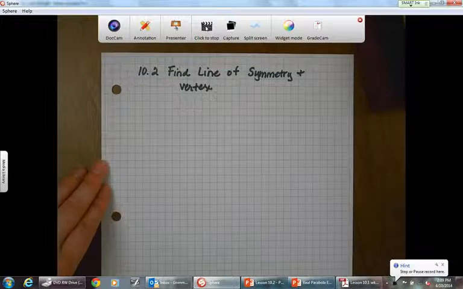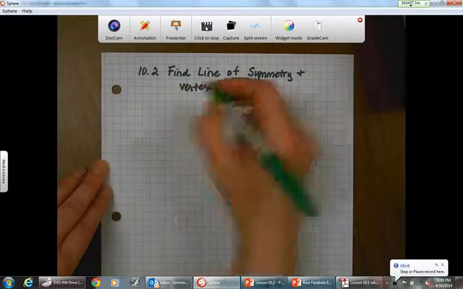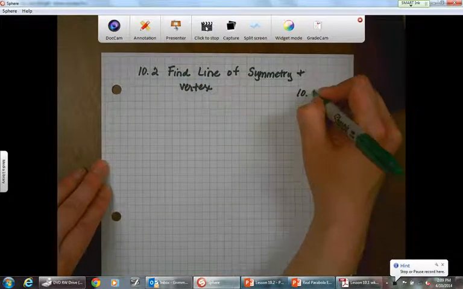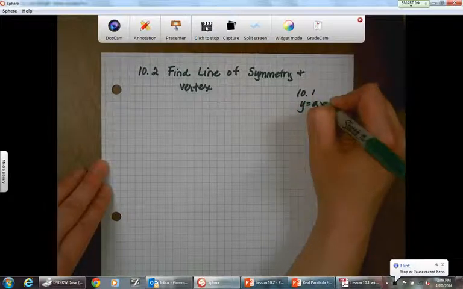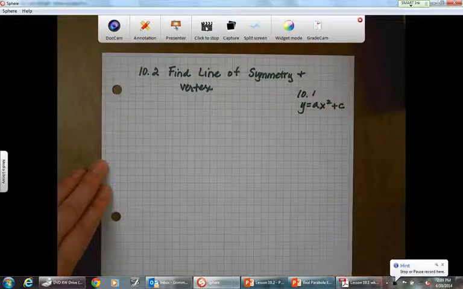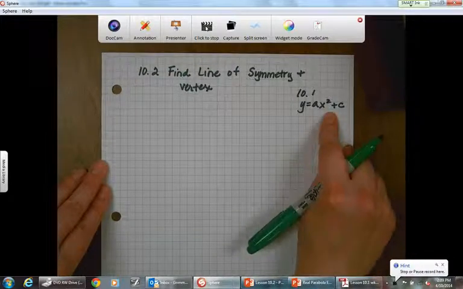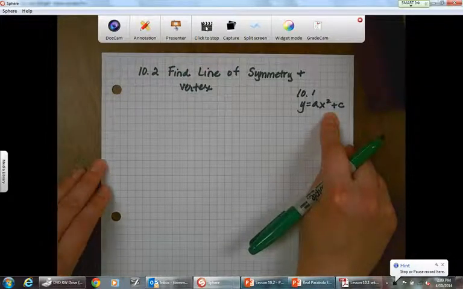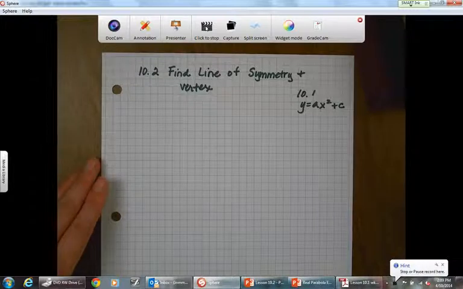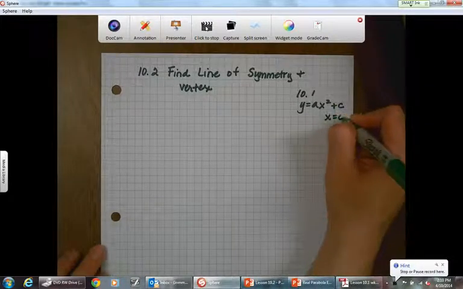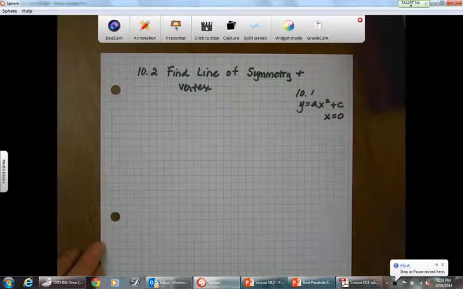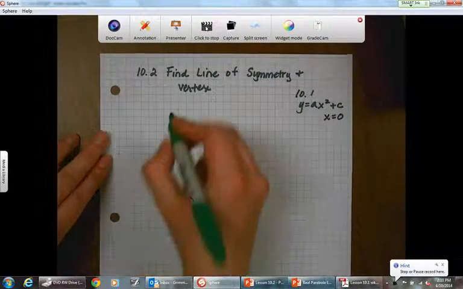All right, so we're going to start off where in 10.1, just kind of a side note, we talked about this form, okay? And we talked about how that was missing that middle B term. And it's really nice when it's missing the middle B term, because then we know that it's going to be right on that y-axis. And that's why every single one we looked at had a line of symmetry of x equals 0. All of them did.